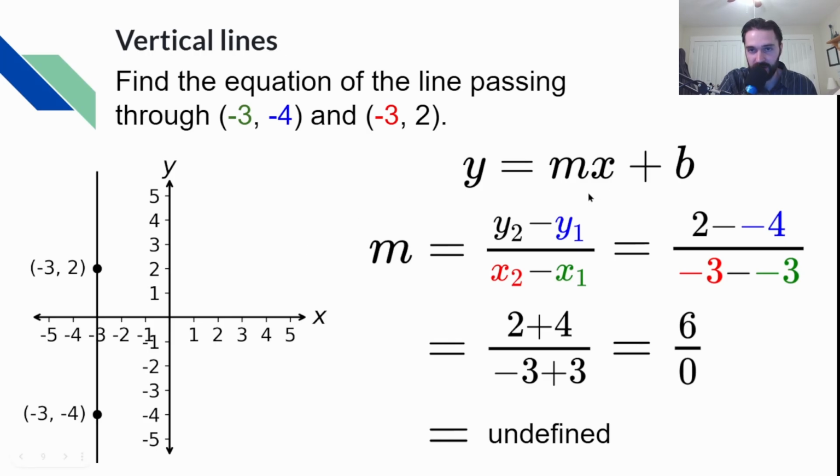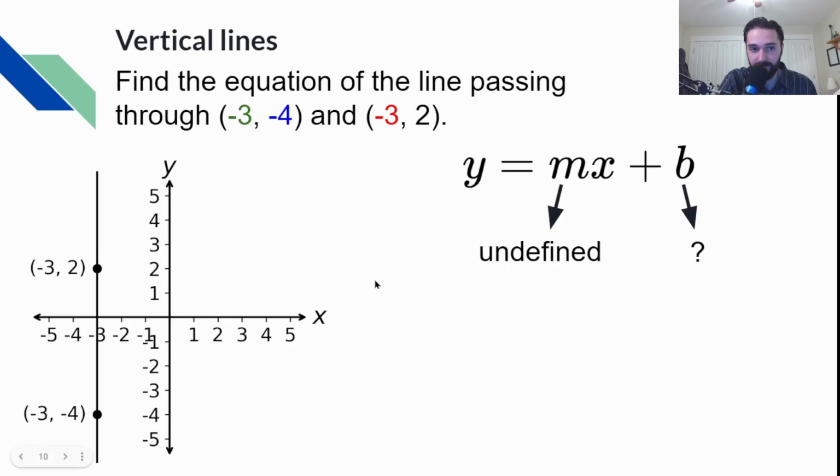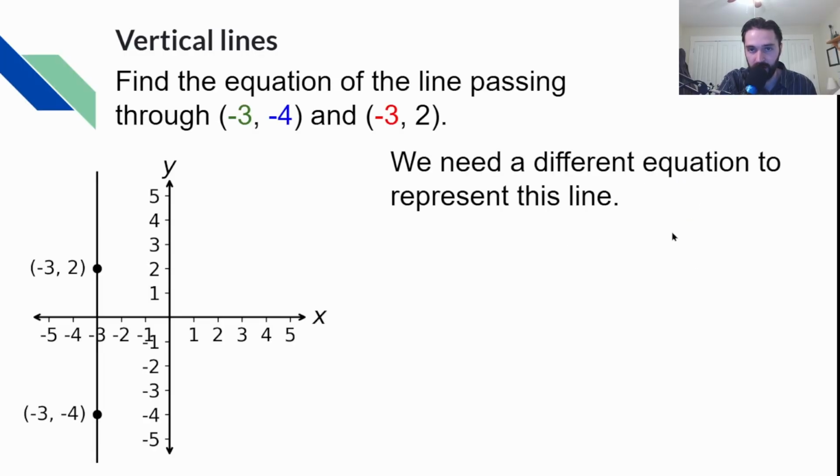Notice that there's also some weird business happening with b. If a line is vertical, that means that it's parallel to the y-axis, which means it will never cross. So what do we do for b? If this line never crosses the y-axis, we can't assign some value to b, because it doesn't cross. So we need a different equation to represent this line.